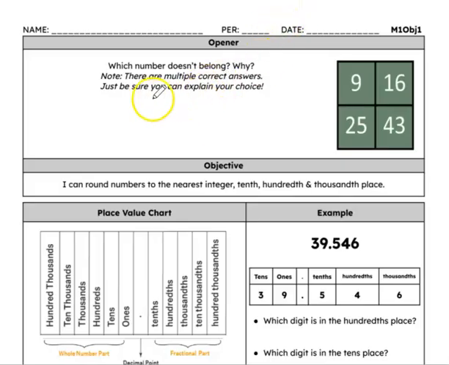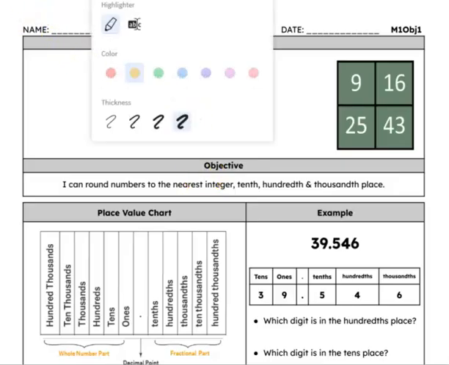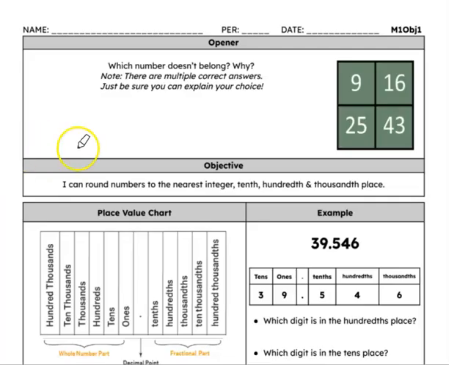I want you to write down your thoughts on which number doesn't belong, and then check in with your teacher before you move on. Take the time to pause the video until you finish. Alright, once you are done with that and have checked with your teacher, I want you to continue on to here. The objective is I can round numbers to the nearest integer, tenth, hundredth, and thousandths place.